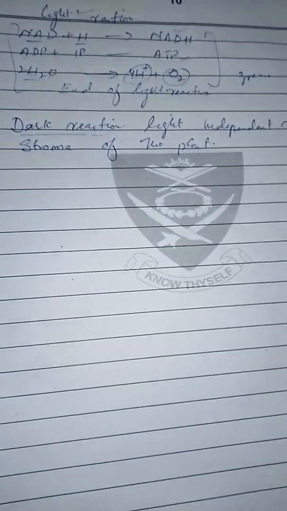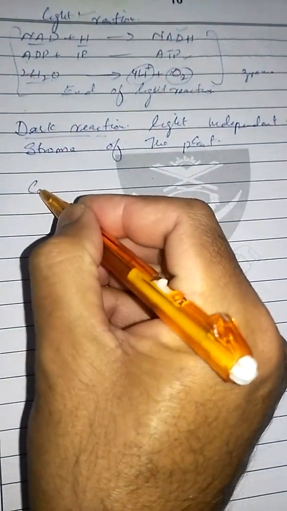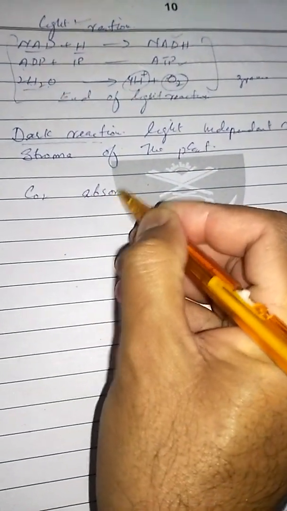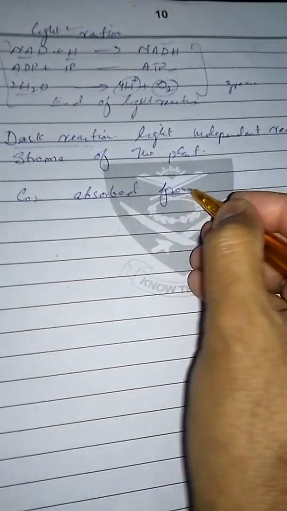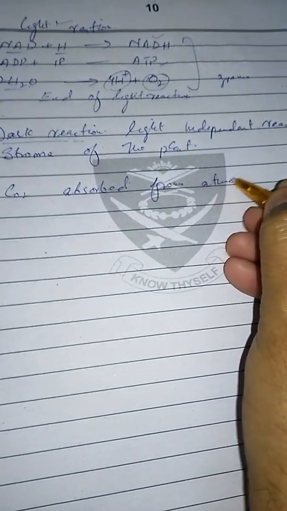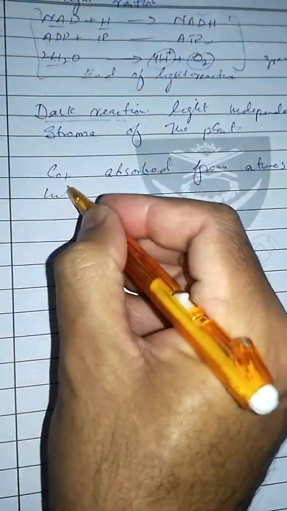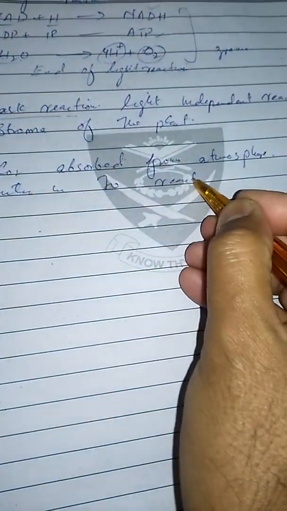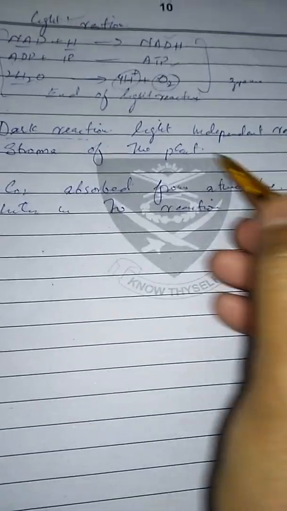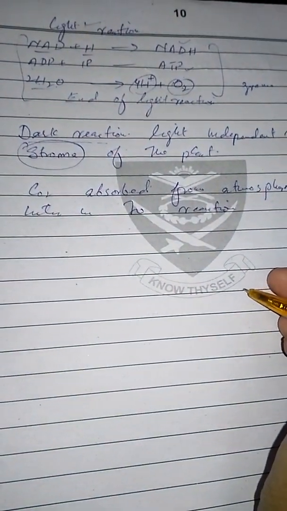Students, what happens in the dark reaction? In the dark reactions, CO2 is absorbed from the atmosphere. Obviously, it enters into the reaction center. And what was the reaction center, students? I told you earlier that this is located in the stroma of the chloroplast.